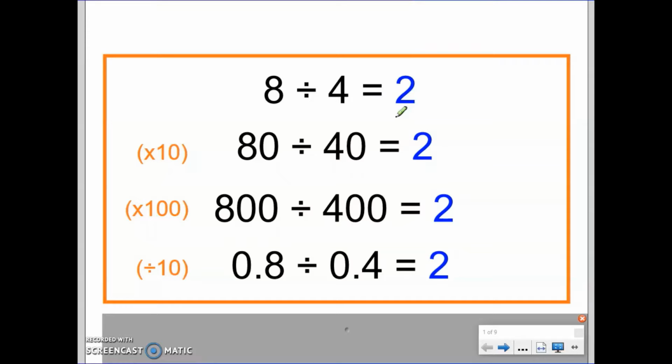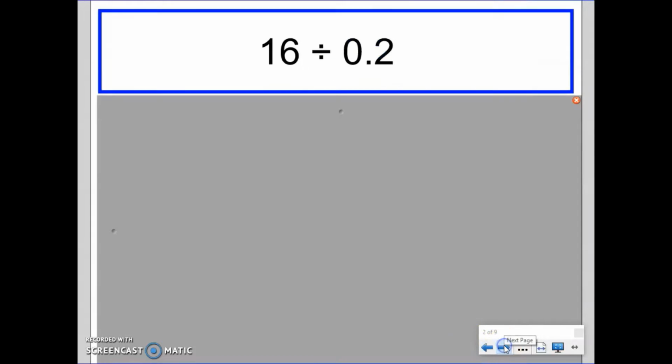Let's have a go at a question. Okay, so if I give you the question 16 divided by 0.2, I want to make this question a little bit easier. So really, I want the number I'm dividing by to be a whole number, an integer, because to do this division in my head could be a little bit tricky. So I'm just going to make the question a bit easier.